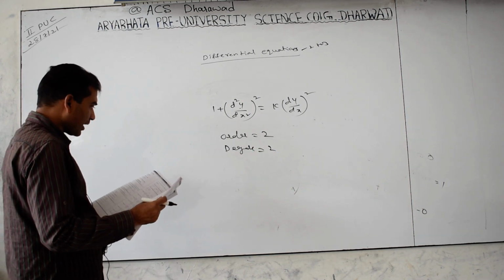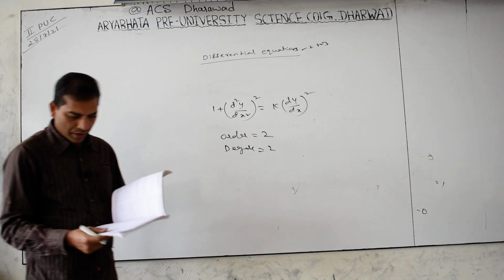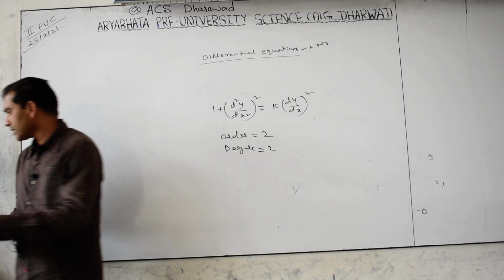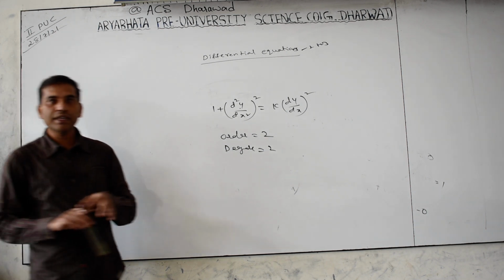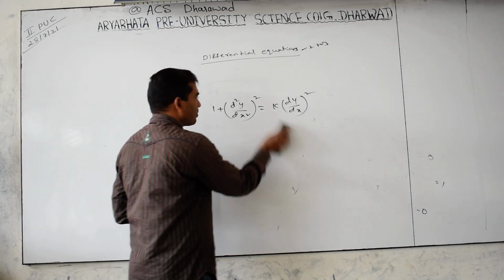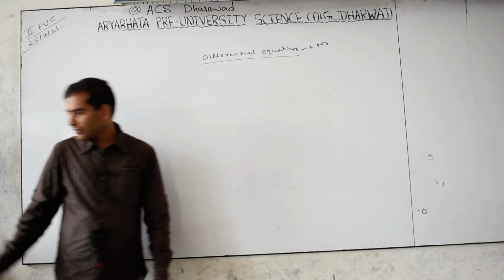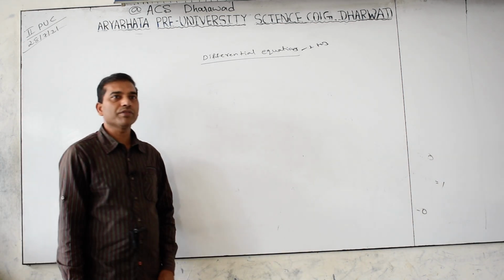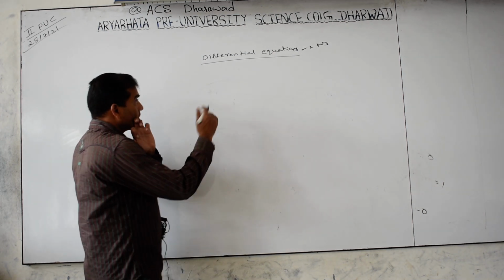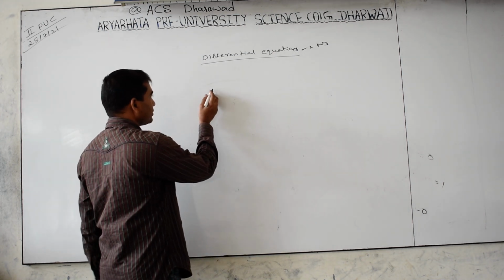Like this, some problems we'll discuss later. I have just discussed the basics now. Order means highest derivative. Degree means highest power of highest derivative. While finding degree, check whether it is polynomial in terms of derivative or not. Otherwise degree does not exist.